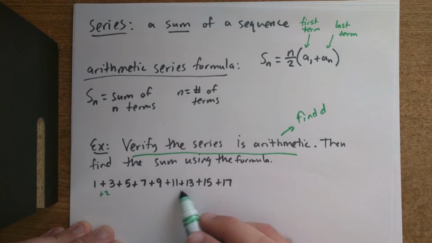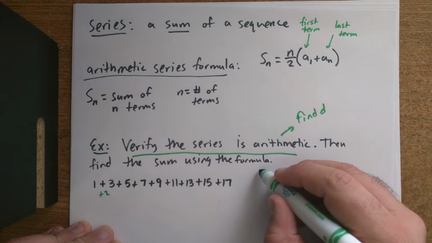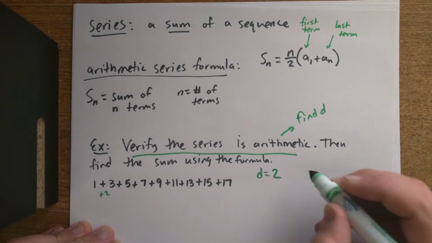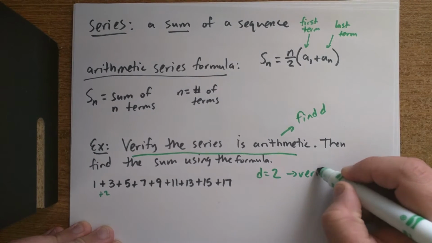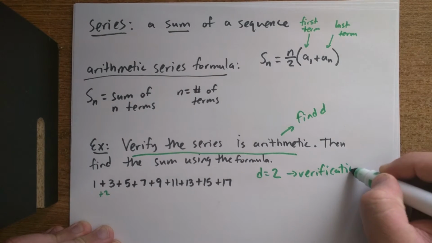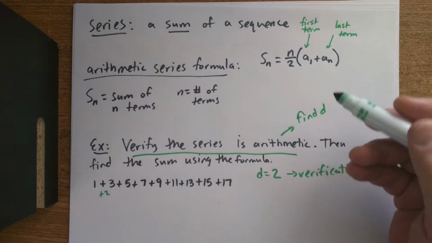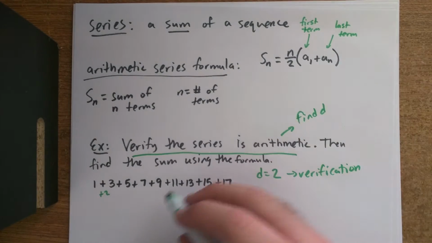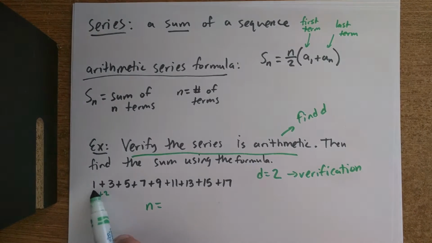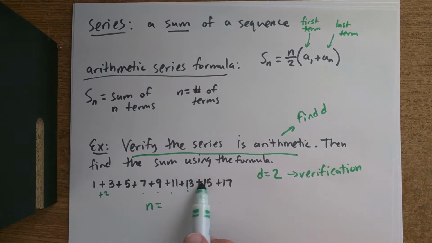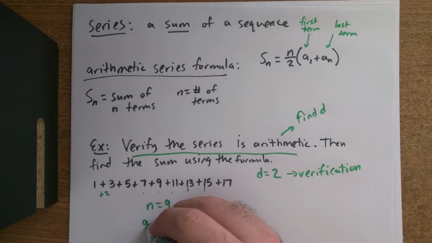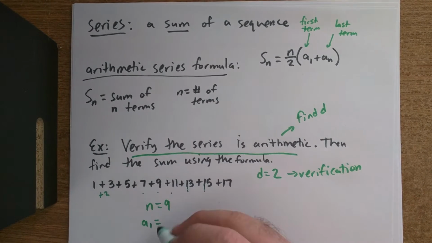And is that true every time? You can probably tell that it is true. So by verifying, we're going to say that D equals 2. That's the verification step, because you can add 2 every time. That's how you know. Now we're going to find the sum. So n is the number of terms. If we count this up, 1, 2, 3, 4, 5, 6, 7, 8, 9 terms. A sub 1 is your first term, which is, in this case, 1.